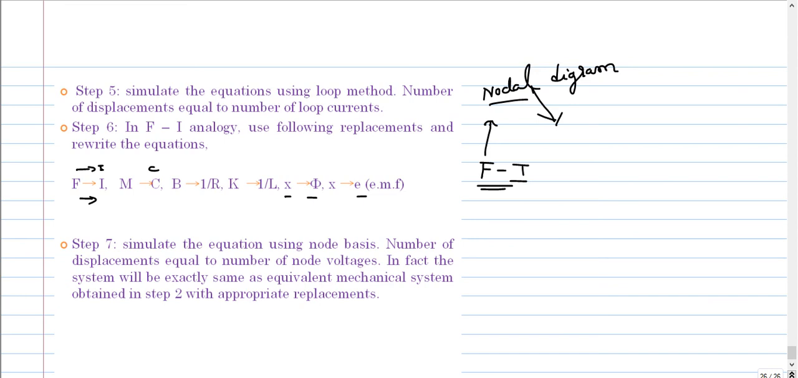In the next class, we shall take a mechanical system, as I said, both in rotational and translational motion, and write down its differential equilibrium equation, and later rewrite it in terms of force voltage analogy as well as force current analogy. This will cover your direct analogy and inverse analogy.